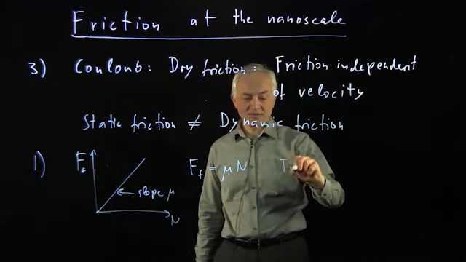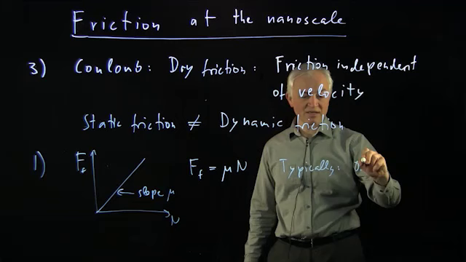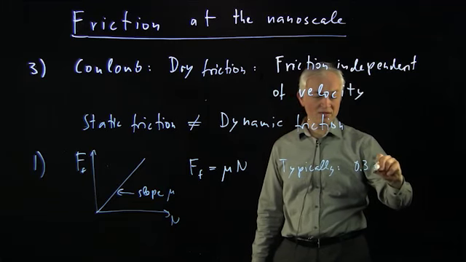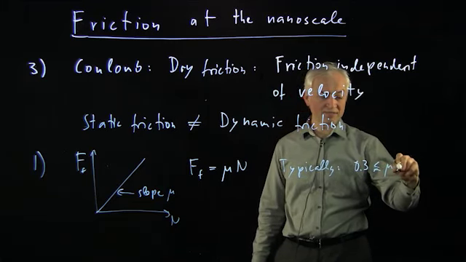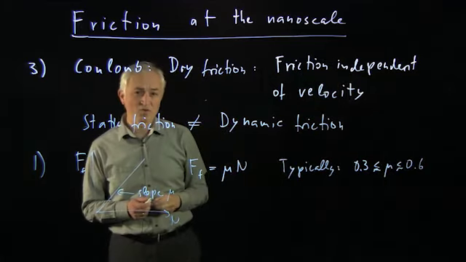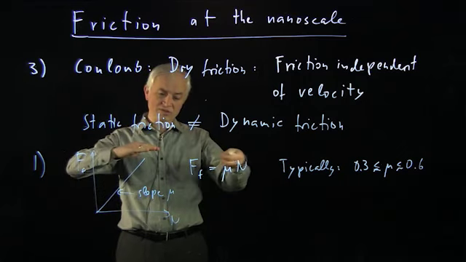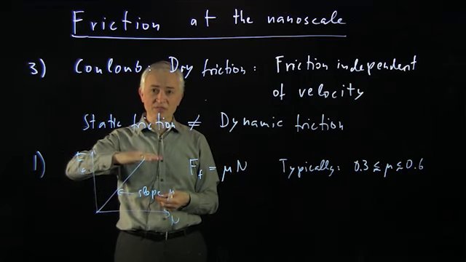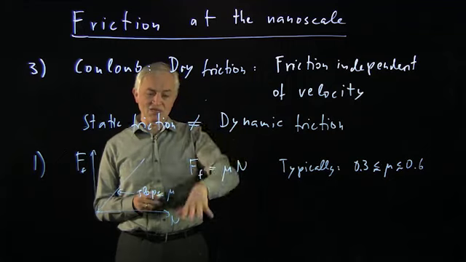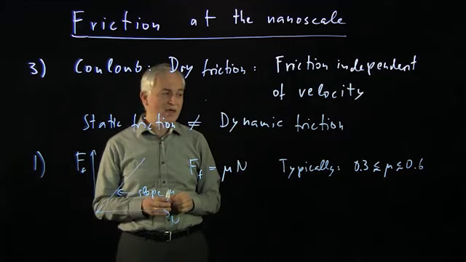And typically, this number is between 0.3 and 0.6. This makes a lot of sense. The friction force is not quite as strong as the normal force, so the friction force with which an object resists motion is not quite as large as the normal force with which it pushes down on a certain surface.